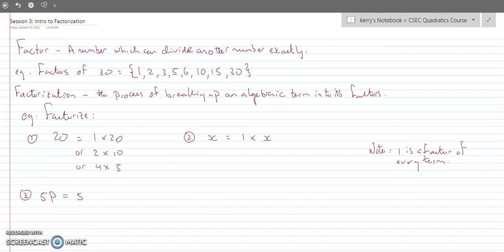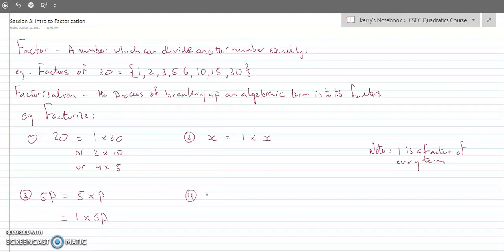Let's go with 5p. What can multiply to give us 5p? We know that 5 multiplied by p will give us 5p. This is a factor of 5p. This is also a factor of 5p. Similarly, 1 is a factor, but 1 by what will give us 5p? 1 by 5p is 5p. Good.